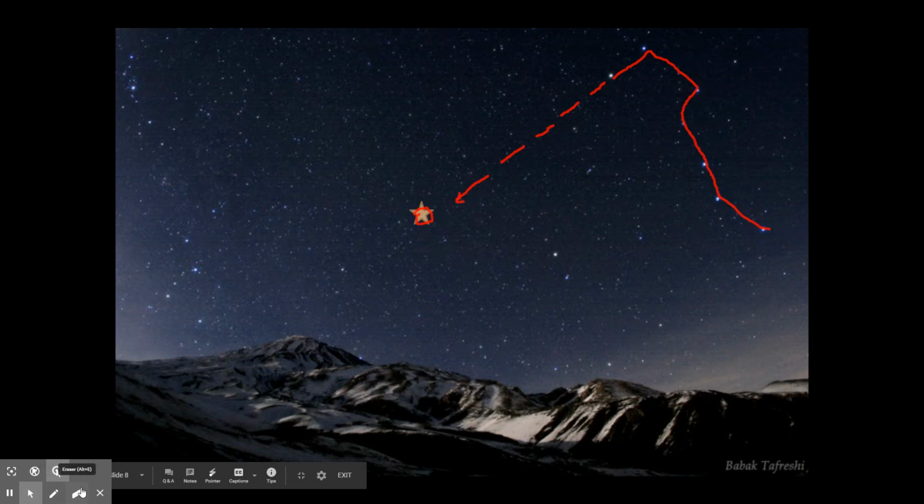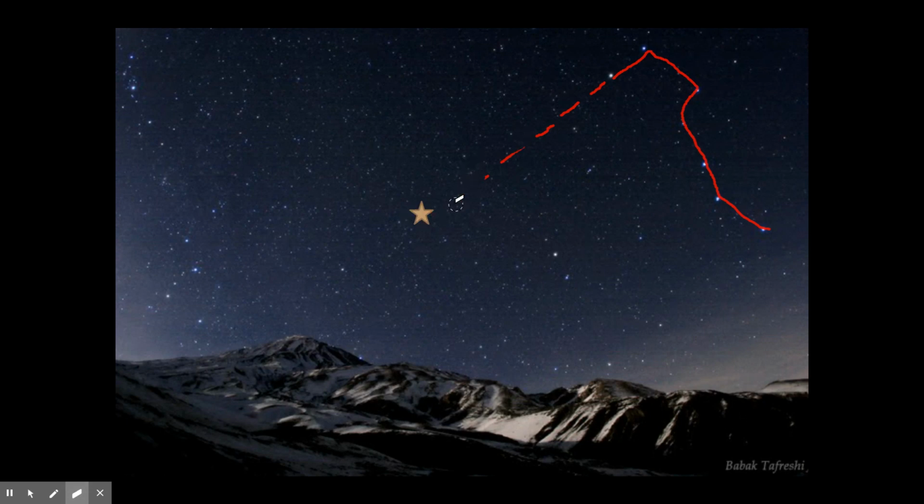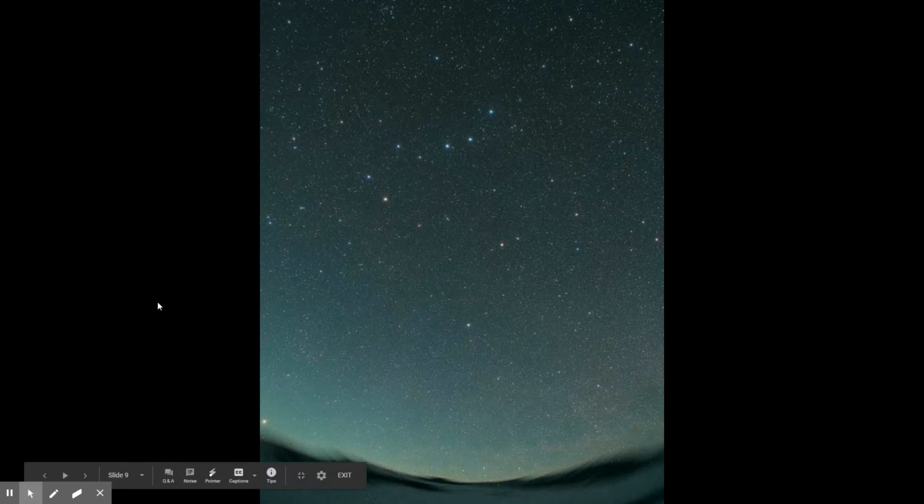Let me erase my screen here. I'm going to erase everything here, and we'll do this one more time. I'll show you another image of the night sky and see if you guys can find Polaris one more time. So here we go. Here's another picture. Okay, so can you find Polaris? Hopefully you spotted it pretty quickly.